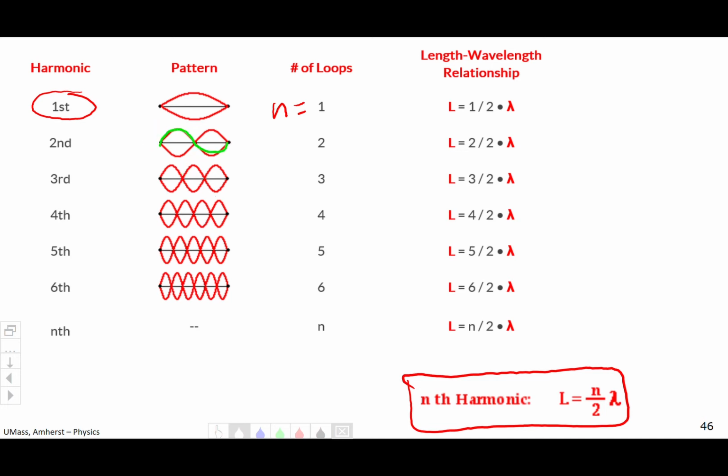So if you really want a formula for a closed at both ends string or tube or whatever, for the nth harmonic, the number of loops, the length of the tube is going to be equal to that number n over 2 multiplied by the wavelength.